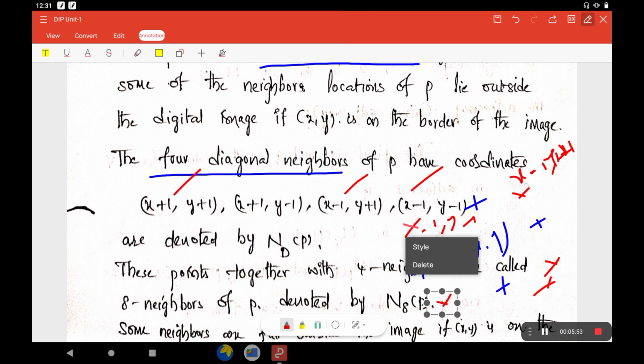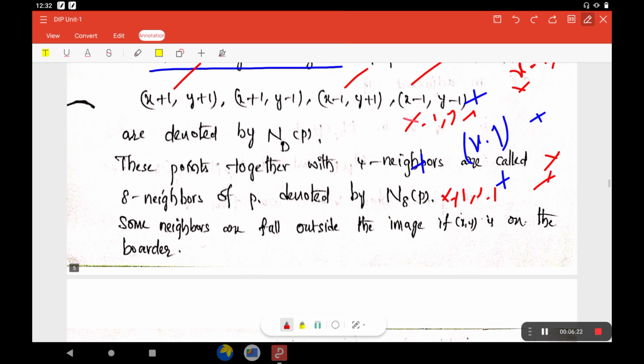Here the row is incremented but the column is decremented. So x plus 1 comma y minus 1. So these are the 4 diagonals of the corresponding pixel. Here also the same thing: if the pixel P lies outside of the image, there is a possibility that some neighbors or diagonal pixels are also missing.